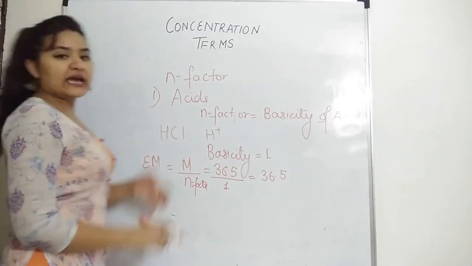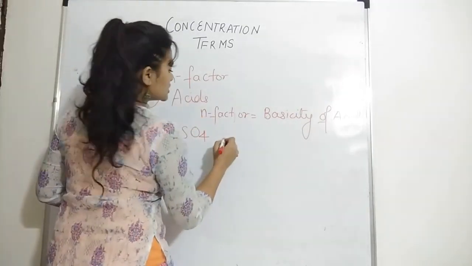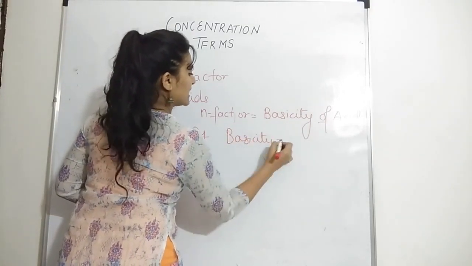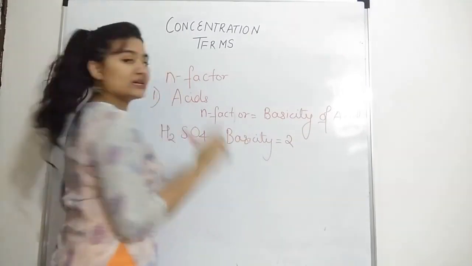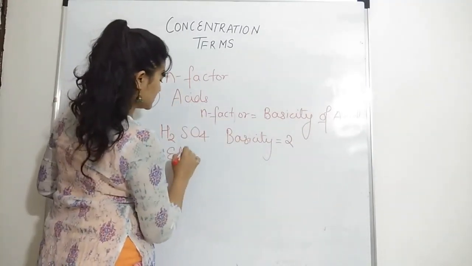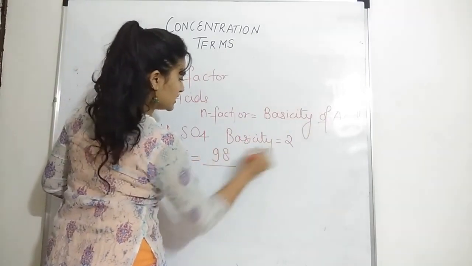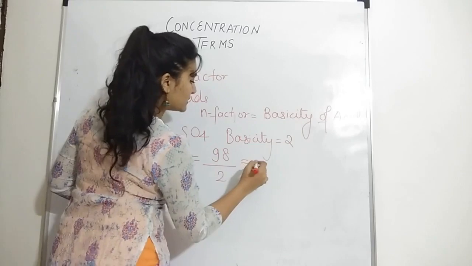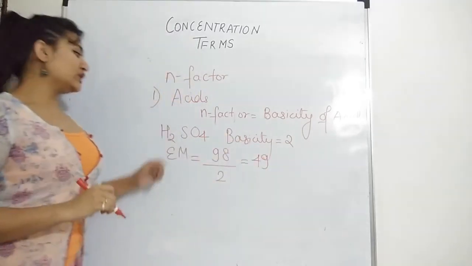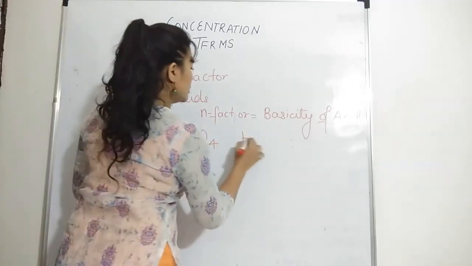Now if I take H2SO4, in H2SO4 there are 2 H pluses released. So basicity of H2SO4 is 2 because 2 H plus are released. So iska molecular mass upon n factor will be, molecular mass is 98, basicity is 2. So equivalent mass of H2SO4 is 49. Okay, you will not take 98 but 49. Now H3PO4 or H3PO3.